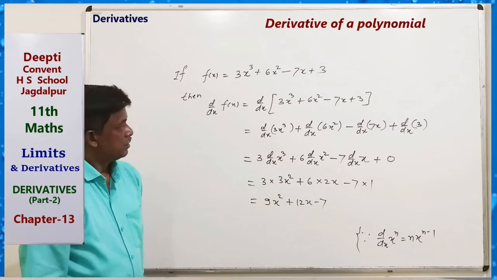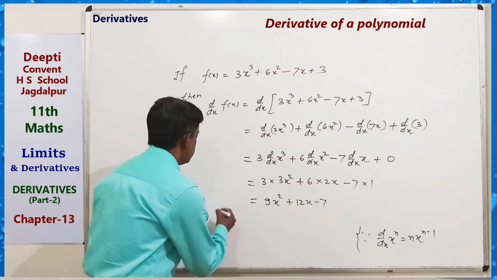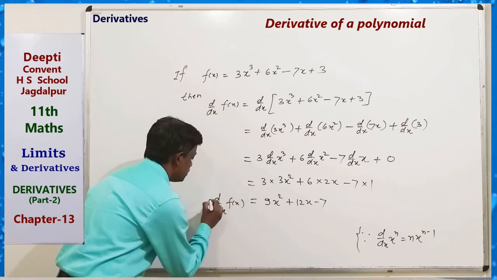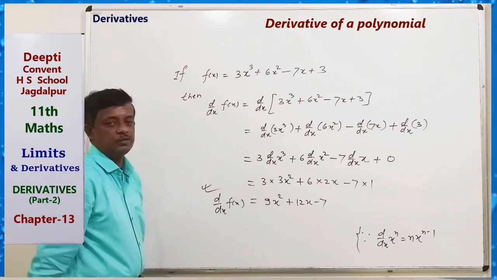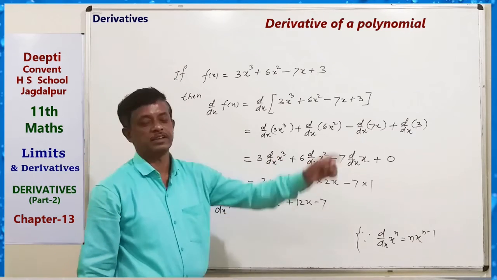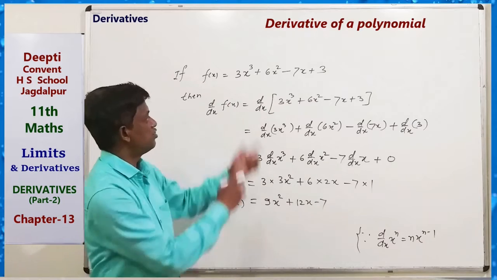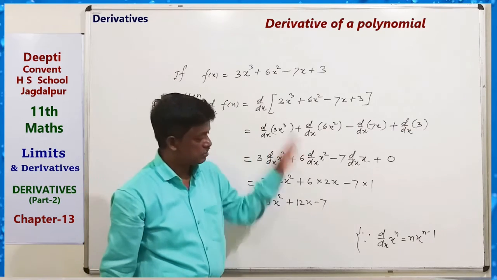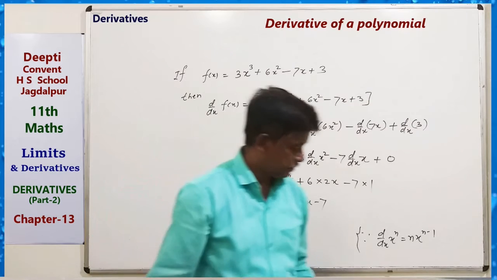Okay, so this is the derivative. Here we see that the derivative is again a function of x. So the derivative of a polynomial of any degree you can find by distributing it and using this formula.